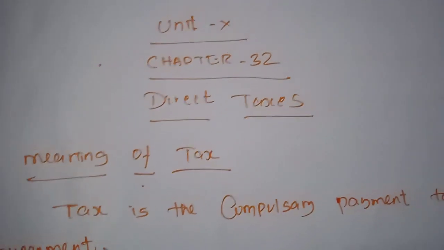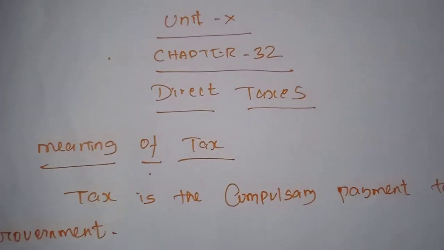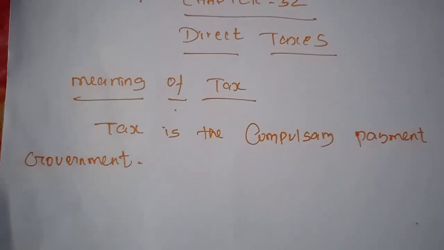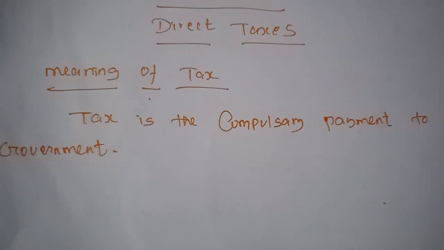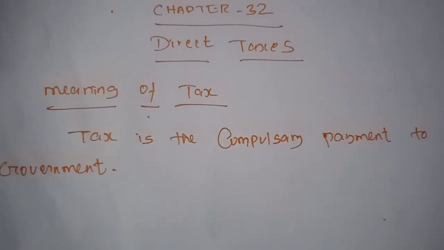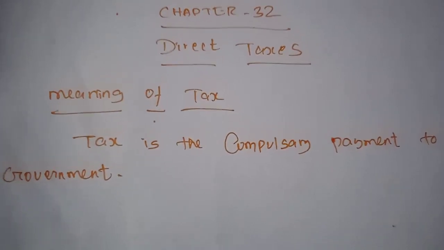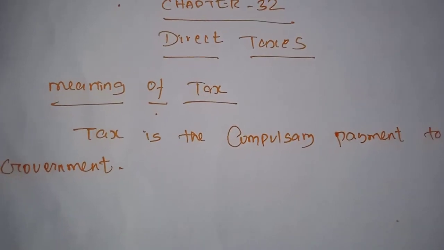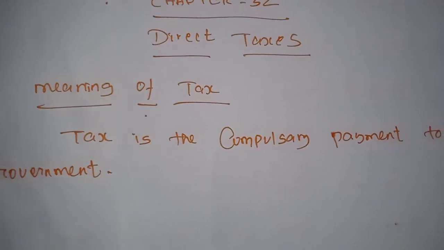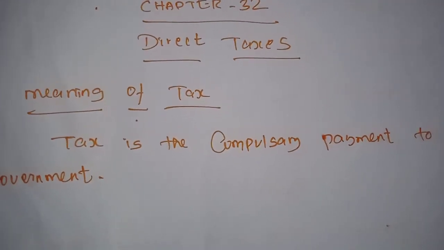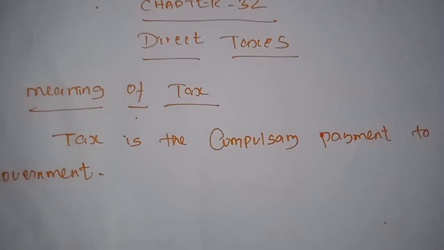So next chapter, chapter 32, the direct taxes. First, we have to know the meaning of tax. The tax is the compulsory payment to the government. The tax is the compulsory contribution to the state revenue by the government. It is levied on the income or profit from business of individuals and institutions. It may be added to the prices of goods, services, or the transactions. So, tax is the basic source of revenue to the government.